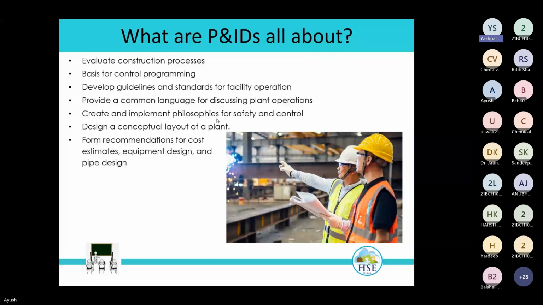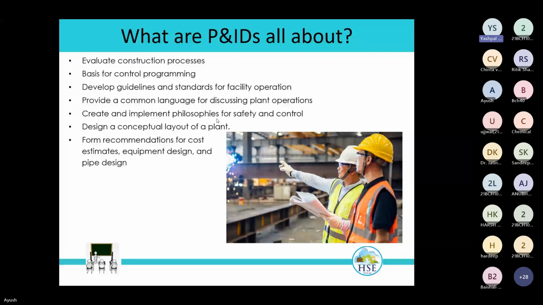Create and implement philosophy of safety and control. Design a conceptual layout of the plant. That is also through the P&IDs only. Form recommendation for cost estimate, equipment design, and piping design. Because P&ID gives all details about all the equipments, so this is helpful in developing the costing also.